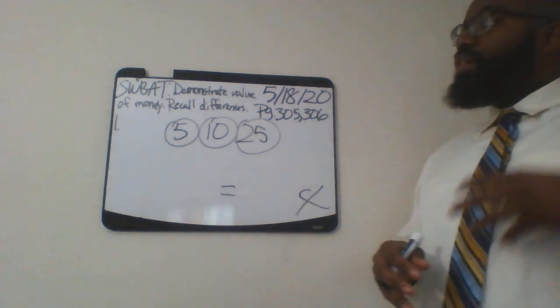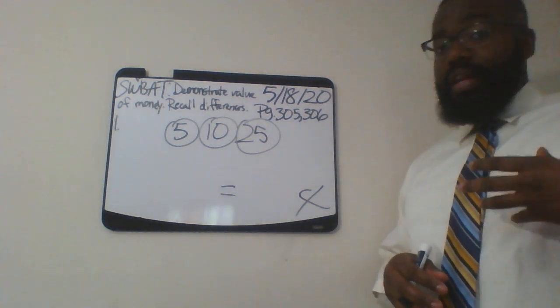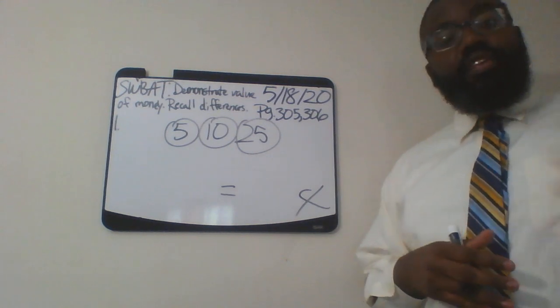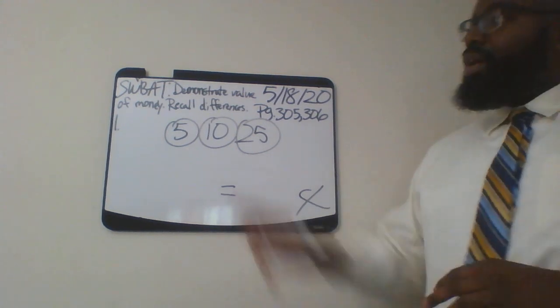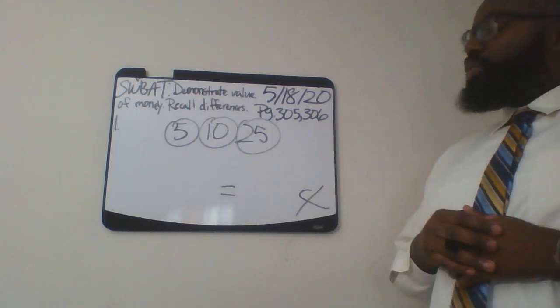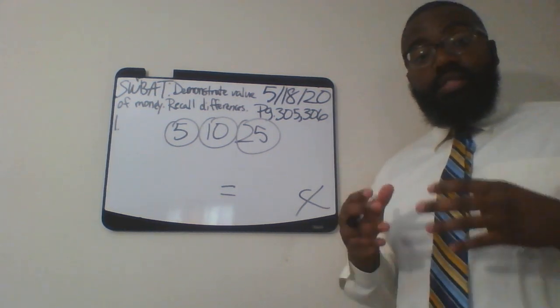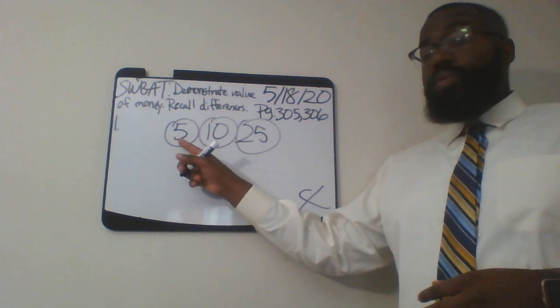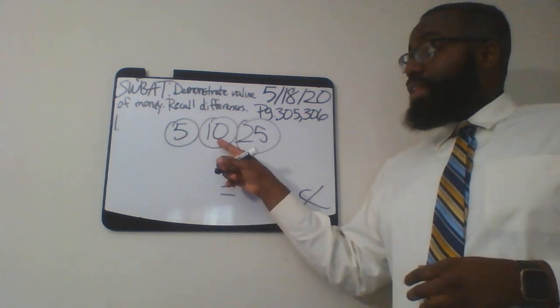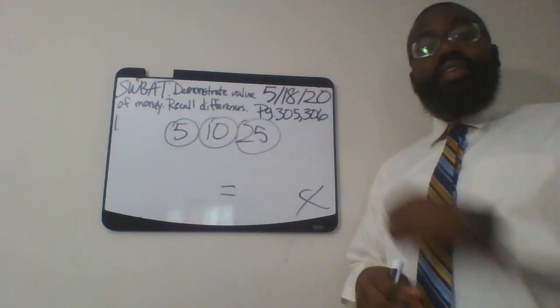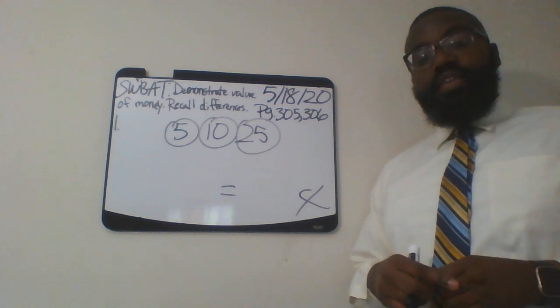Now, we'll also be learning how to demonstrate the value of money and also be able to recall the differences, numbers 1 through 12. Let's take a look at number 1 on page 305. It asks you how many cents. So here we have a nickel, which is worth 5 cents. We have a dime, which is worth 10 cents, and then we have a quarter, which is worth 25 cents.